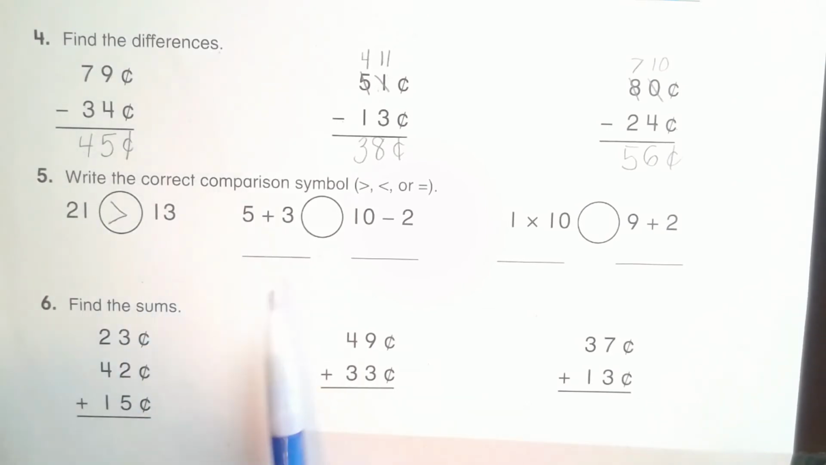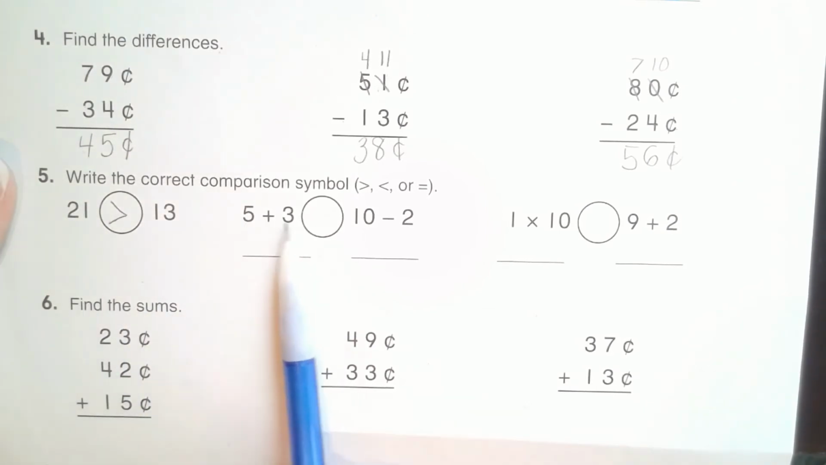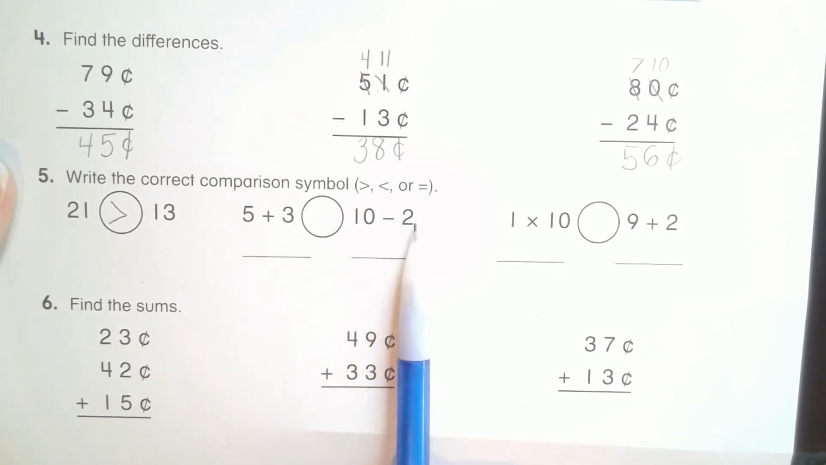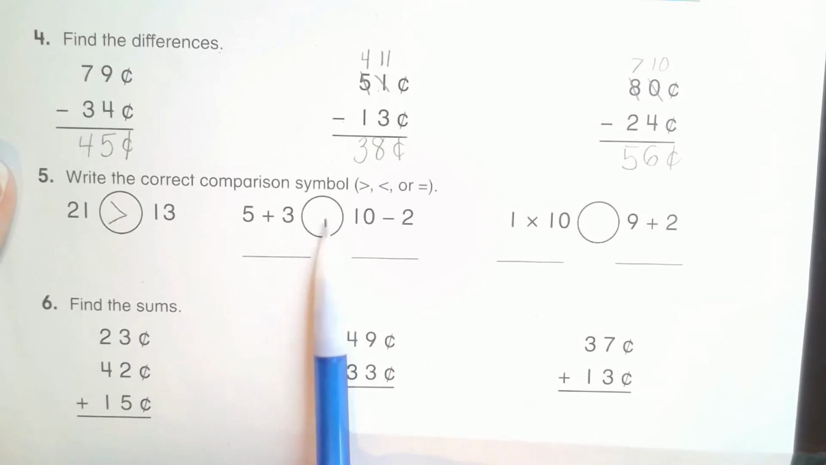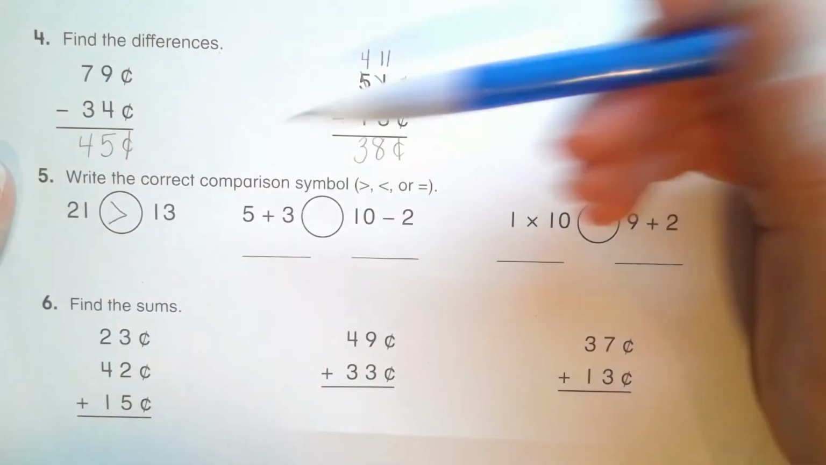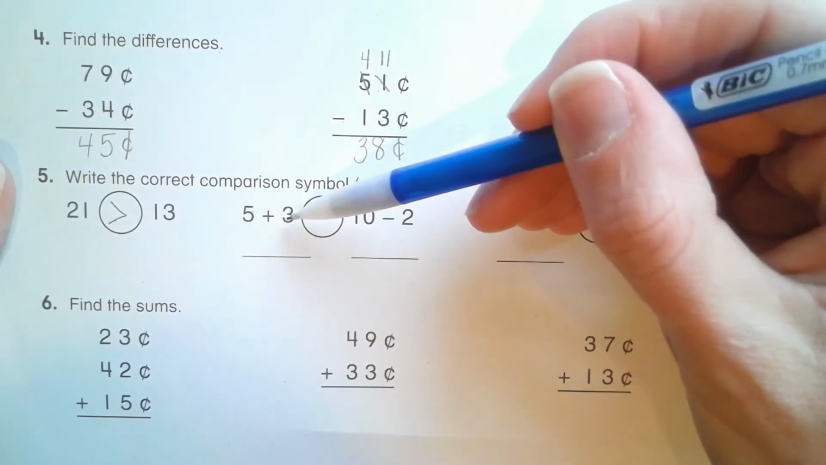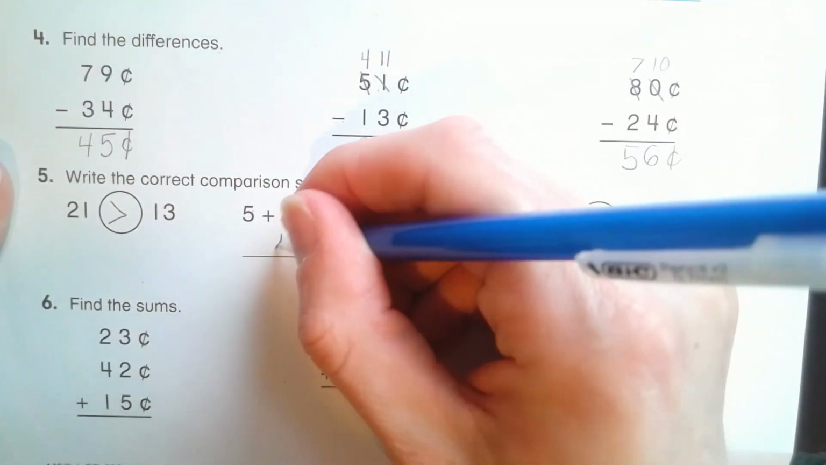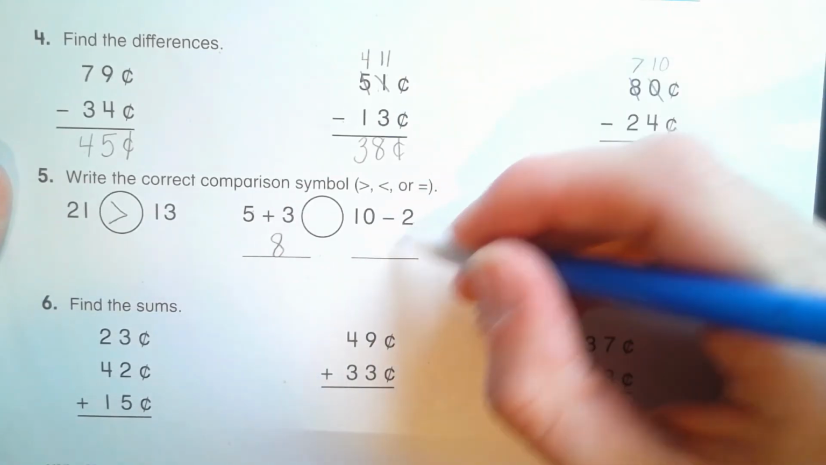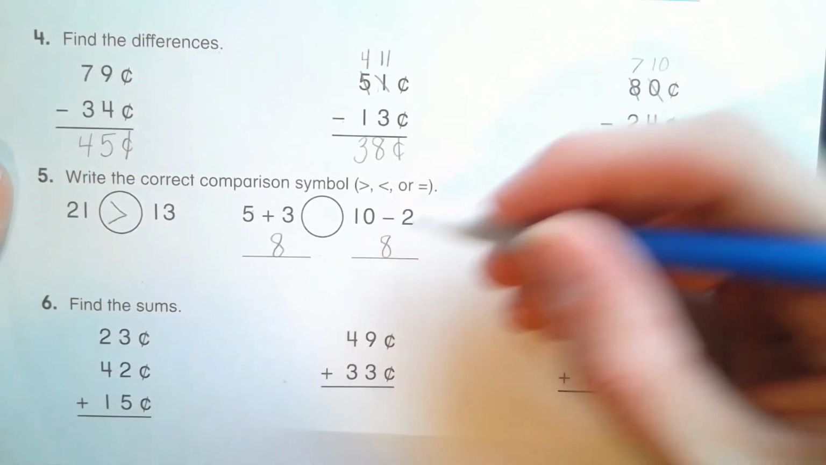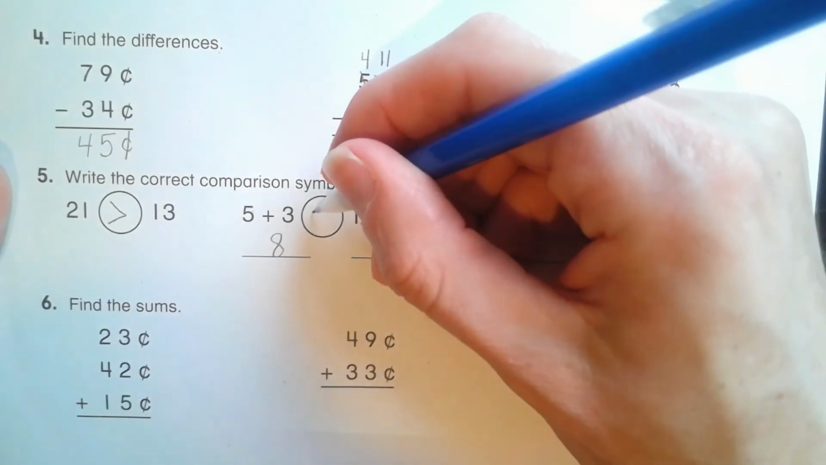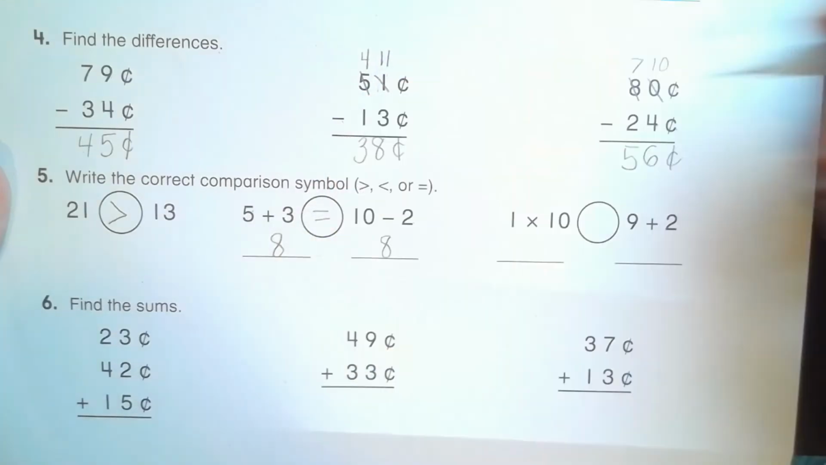It eats the 21. 5 plus 3, blank, 10 minus 2. To figure out what symbol goes here, we need to solve both sides. 5, 6, 7, 8. 10, 9, 8. Oh, what do you know? They're both the same. So what symbol do we use? 8 is equal to 8.